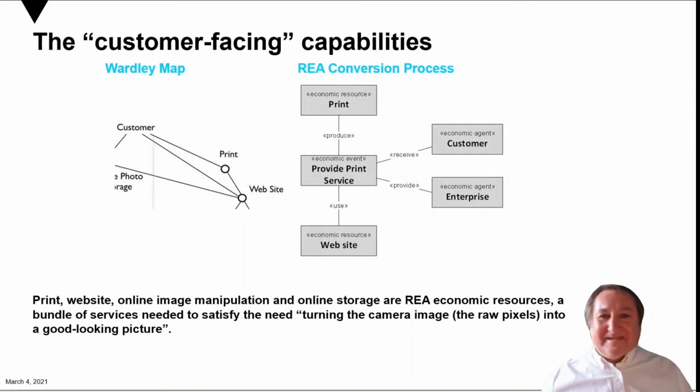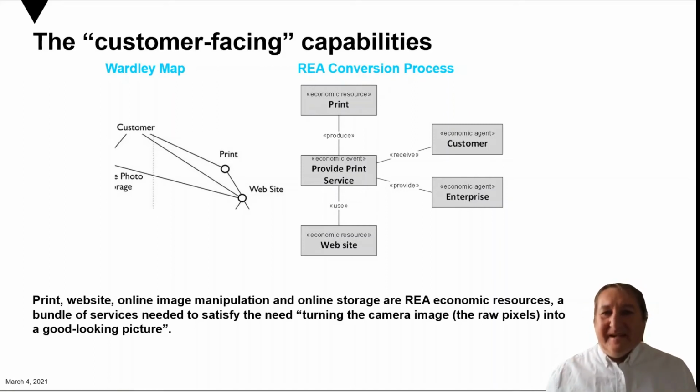But this makes mapping to the REA ontology much easier, because we can also represent this part of Wardley map as a REA conversion process. For example, the print service is produced by using the website, and the print service is provided by the enterprise and received by the customer.